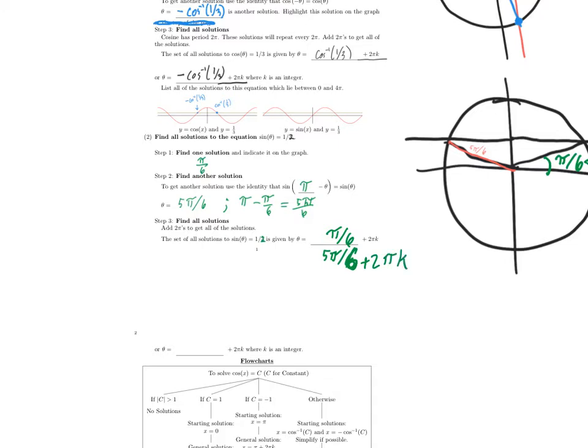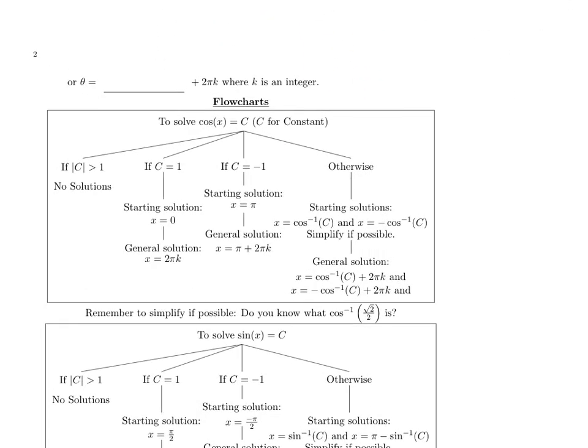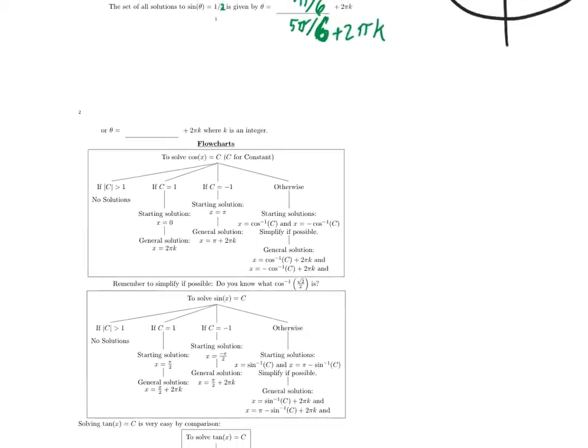Nice, so let's just put this into the form of a flowchart. If someone asks you to solve an equation of the form cosine of x is equal to c, where c is any constant, well, there are three trivial cases first. If c happens to be bigger than 1 in absolute value, then there are no solutions.